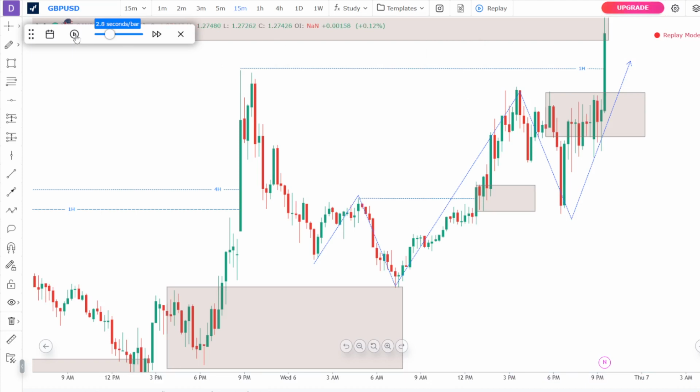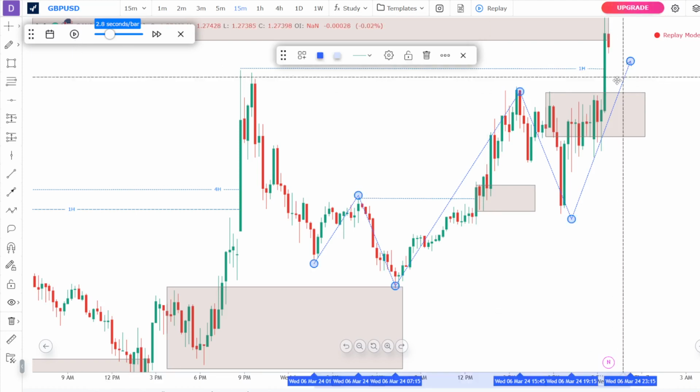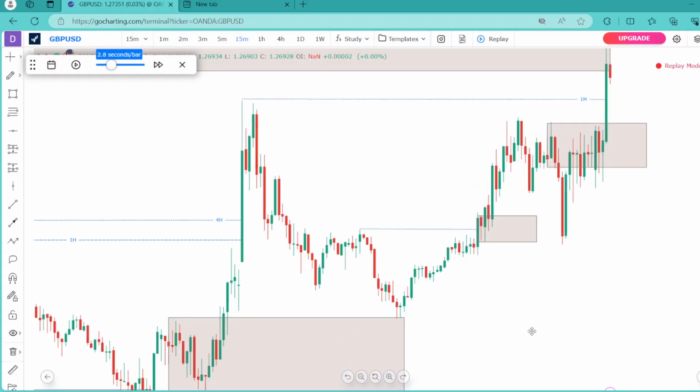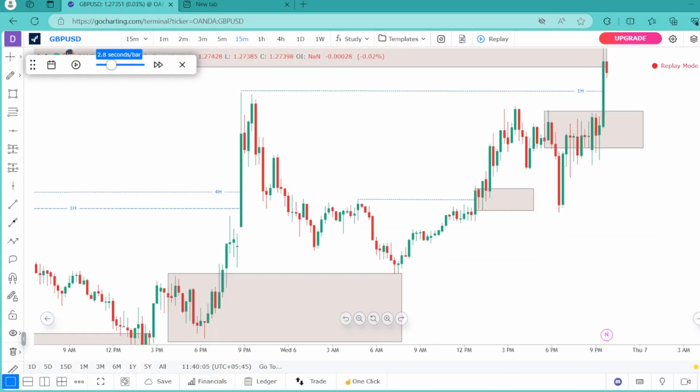By this time, the London session ended and the price broke the structure to the high. So that's all. So that was yesterday.